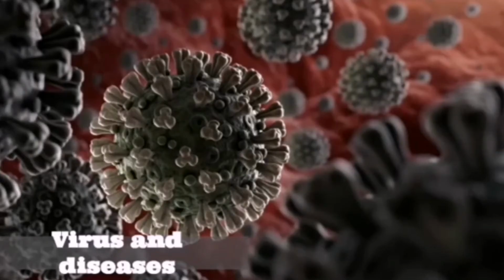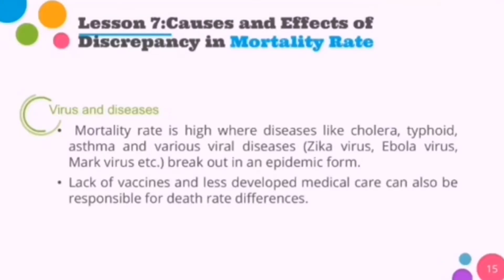Virus and diseases can be another cause that can create mortality discrepancy around the world. Mortality rate is high where diseases like cholera, typhoid, asthma and various viral diseases like Zika virus, Ebola virus, Marburg virus and so on break out in an epidemic form. We all know the world is now suffering from coronavirus pandemic.